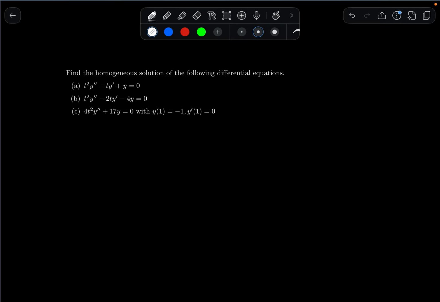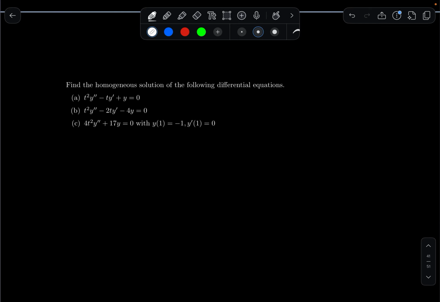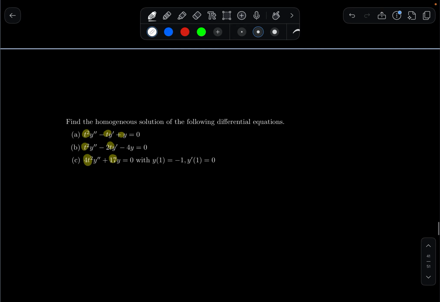Welcome to another video. In this problem, we are asked to find the homogeneous solution to these differential equations. Now, these differential equations look very similar to the constant coefficient differential equations. However, you'll notice that they have some functions of t in front of the derivatives. And when the powers of t decrease with the order of the differential equation, you have what is called the Cauchy-Euler differential equation. So these are all Cauchy-Euler differential equations.